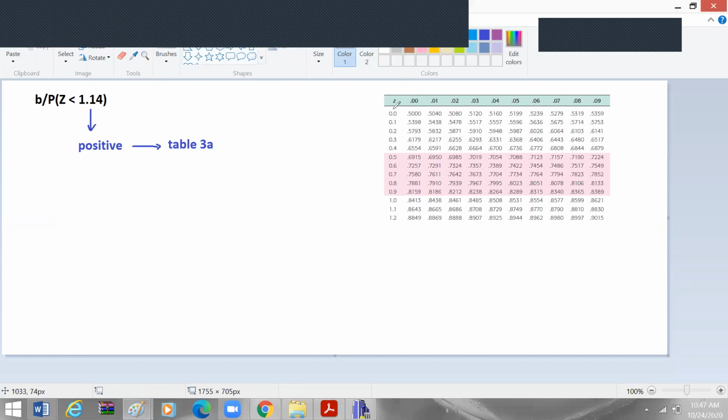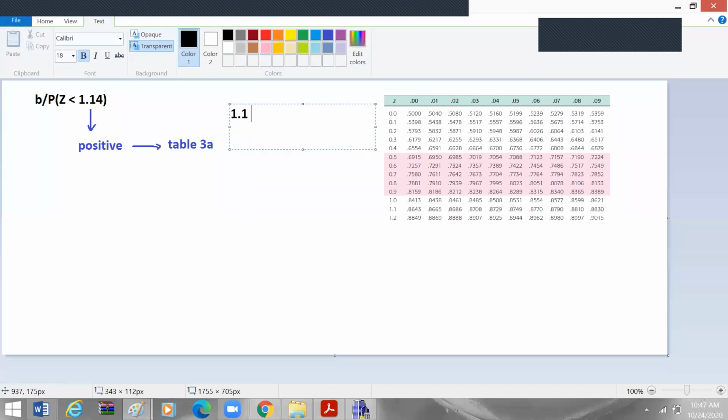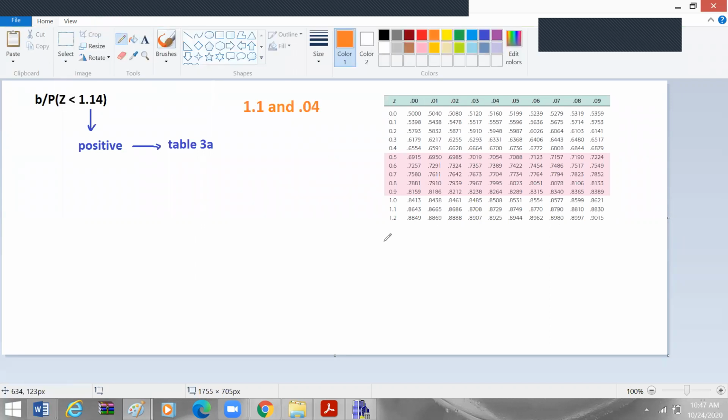So in this one, you're going to go to the Z. I'm going to read these values as 1.1 and 0.04. So we have to break it down in terms of the row and the column. It's really important. It's critical. Now we're going to go to the Z of 1.1. Do we agree? Where did you get 1.1? It's coming from the question, from someone who just gave me 1.14.